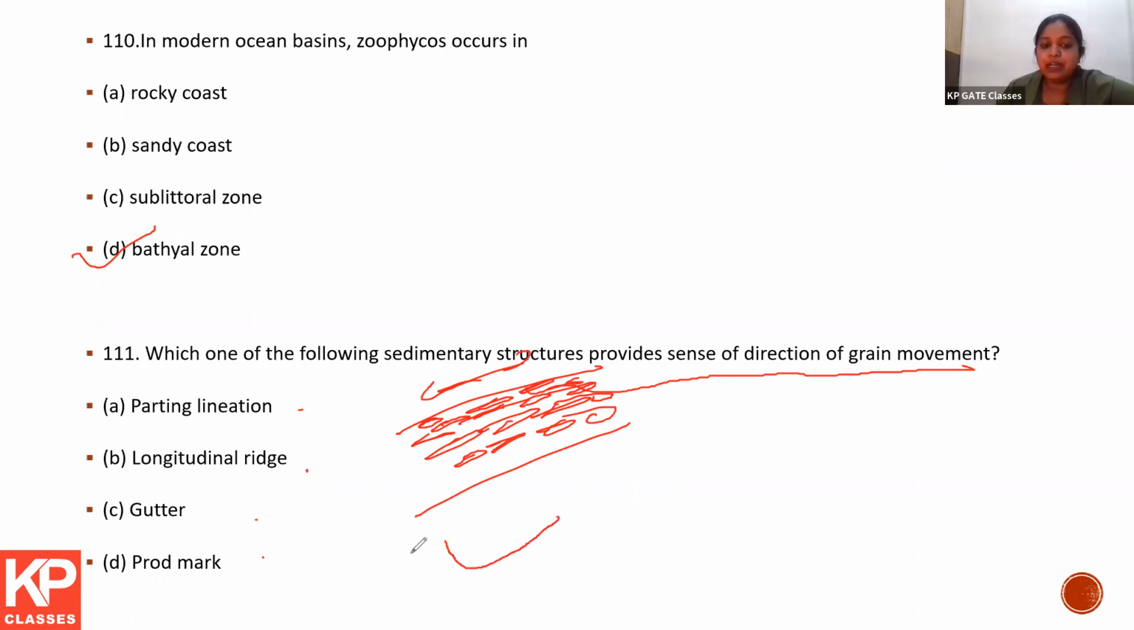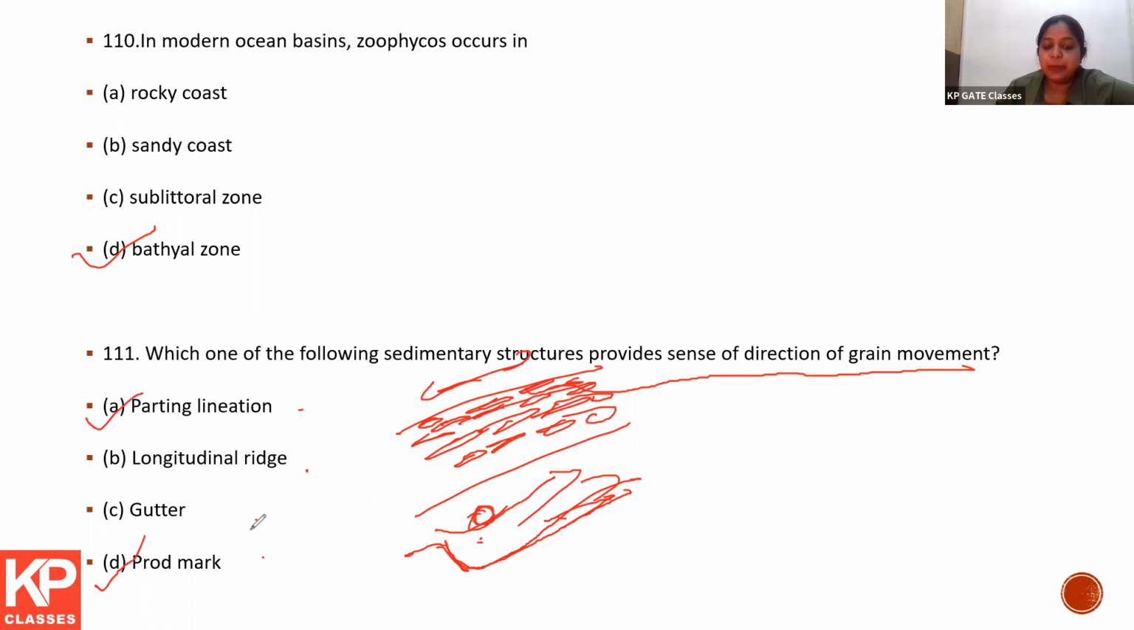A prod mark is a tool mark where, in whichever direction the grain is moving, that movement will also be the cross-sectional view of the depression that is made by the grain. Erosion made by the grain will give you the down-current direction of flow. So that can also provide the grain movement. So option A and option D can be the right answer.